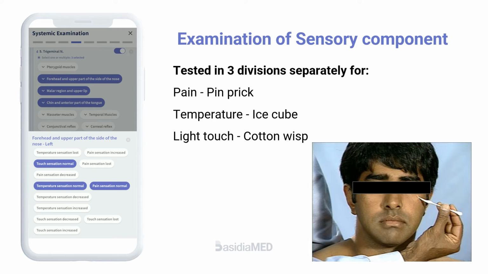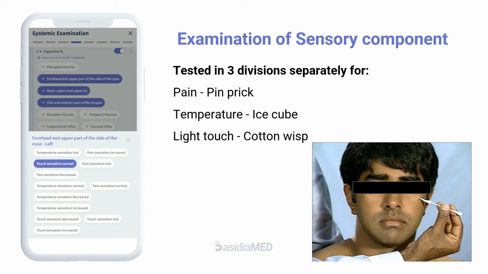Take a piece of cotton, or the ball of your finger. Lightly touch either one or both sides of each of the 3 divisions of the trigeminal. Ask the patient to show or say whether you touched one or both sides of the face.